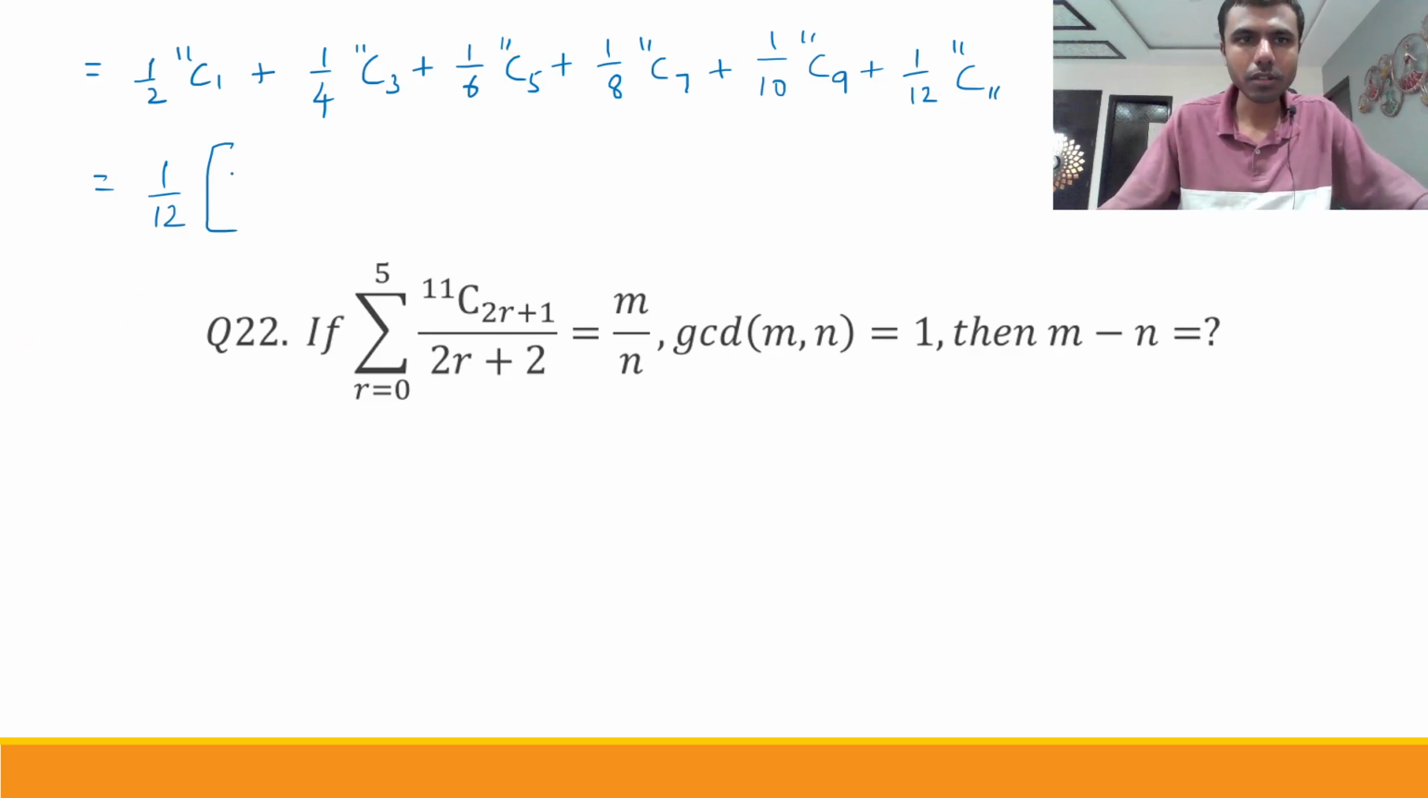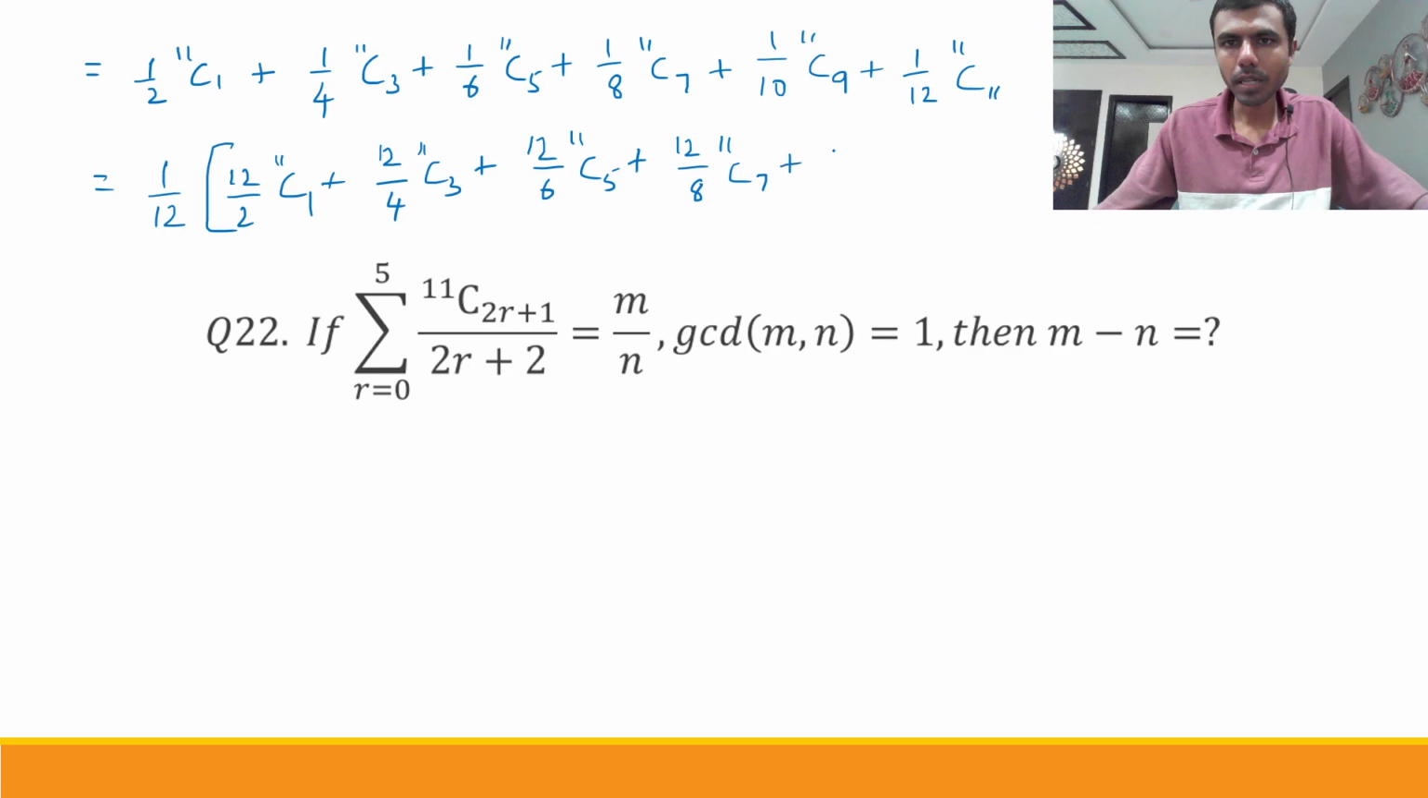So what would I get is 12 by 2, 11C1 plus 12 by 4, 11C3 plus 12 by 6, 11C5 plus 12 by 8, 11C7 plus 12 by 10, 11C9 plus 12 by 12, 11C11.